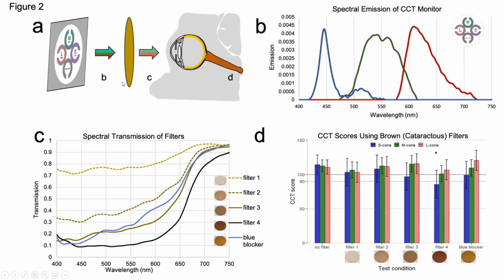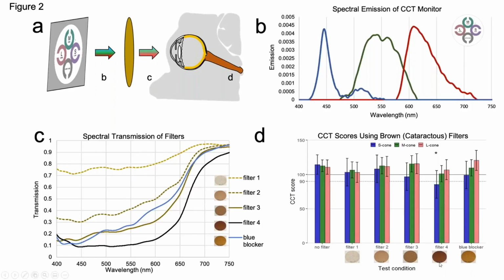We've used these different lenses to evaluate the cone contrast threshold performance when these lenses were introduced in front of the eyes of several subjects. I think there were 8 subjects that we used. And so you can see that without a filter, the results have fairly narrow error bars. They're all normal. And then eventually, once you get up to a fairly dark filter, you have a statistically significant reduction in the S-cone sensitivity.